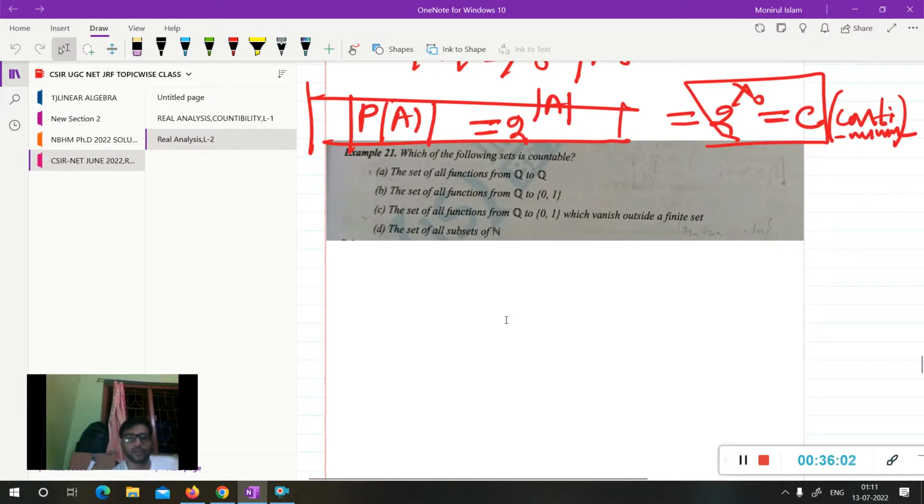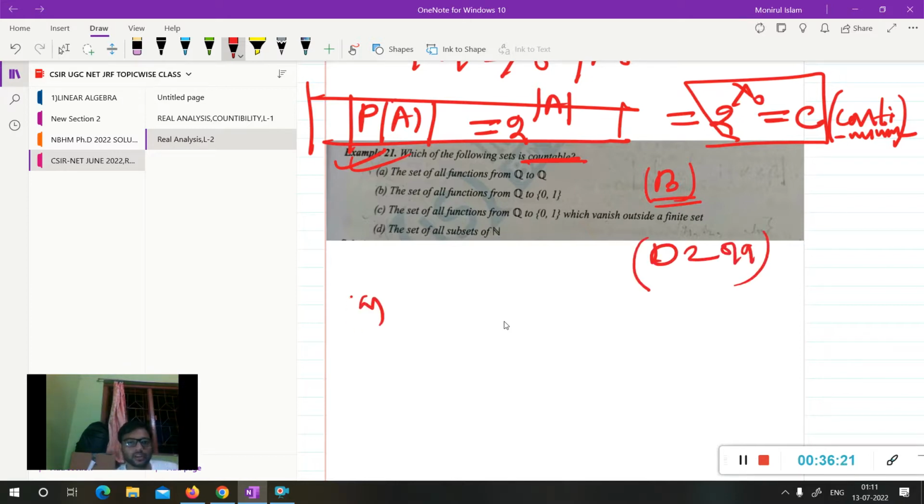Okay, so see, this is the last question. He's saying which of the following sets is countable. Okay, so this is a part B type question, and I think this question came in December 2019. They're asking which of the following functions from Q are countable. So the set of all functions from Q to Q means all mappings from Q to rational numbers.